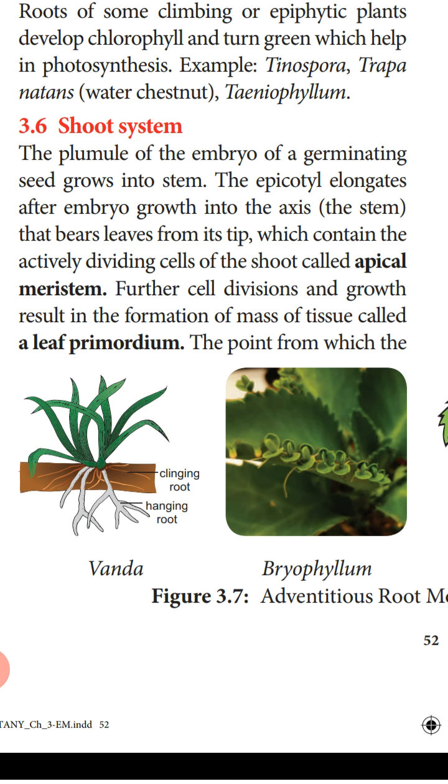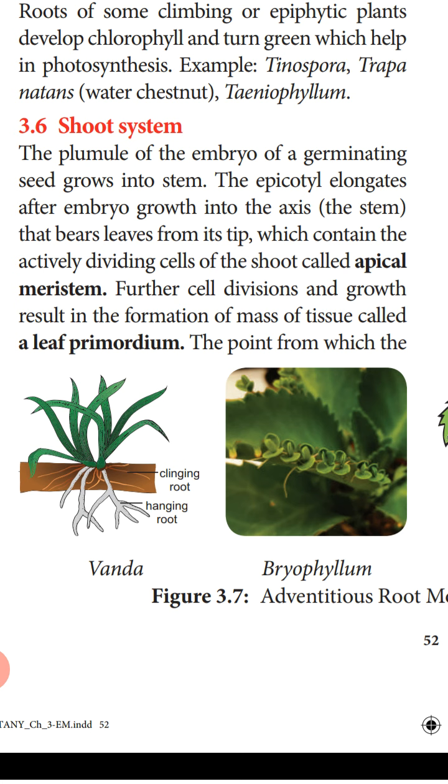The epicotyl elongates after embryo growth into the axis that bears leaves from its tips, which contain the actively dividing cells of the shoot called the apical meristem. So what is this epicotyl? As we have studied, when a seed germinates, it has an embryonal axis. The embryonal axis is an imaginary axis. It has two regions, the epicotyl and the hypocotyl. The part of the embryonal axis which is towards the upper end is called the epicotyl, and the part which is towards the lower end is called the hypocotyl.